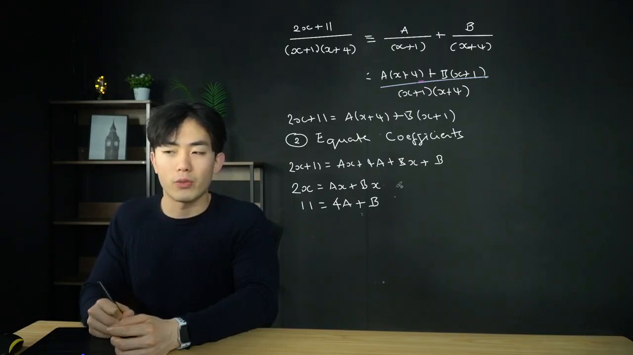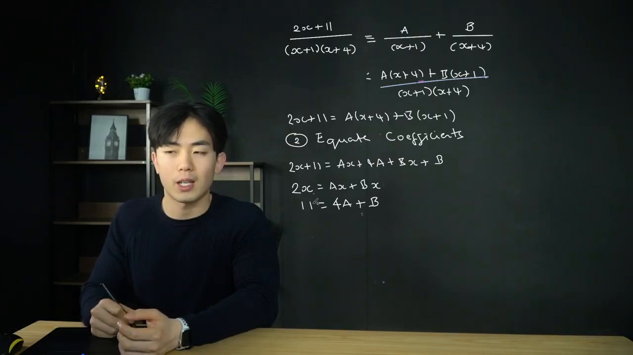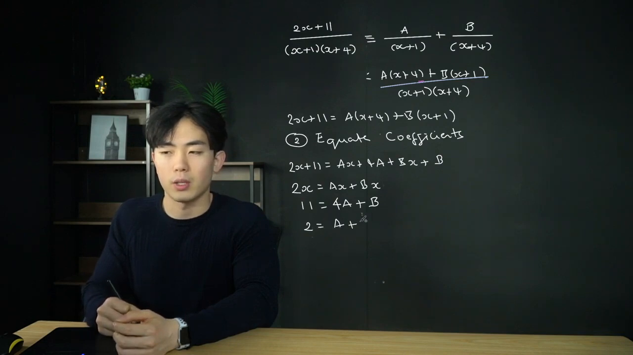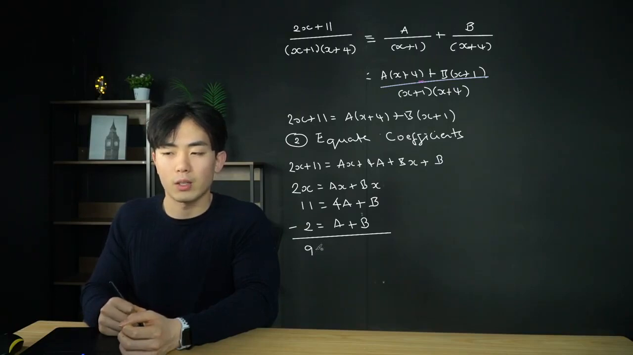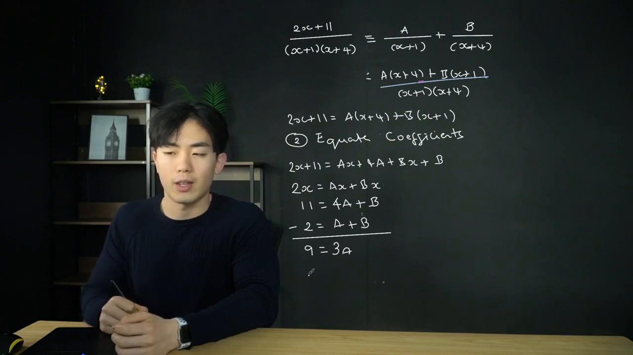As you can see now, we have two equations, so we can use simultaneous equations. From the first one, I'm just going to get rid of the x's and write it below, so we have 2 = a + b. Now we can use simultaneous equations. If I take the top one from the bottom one, I'll have 9 = 4a - a, which is 3a, and b - b is 0, so 9 = 3a, and therefore a = 3.